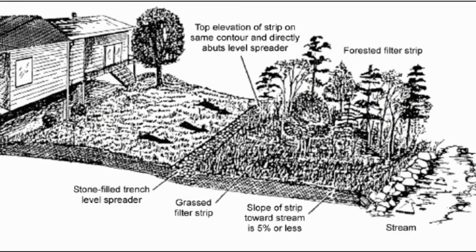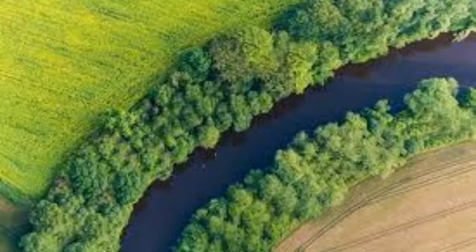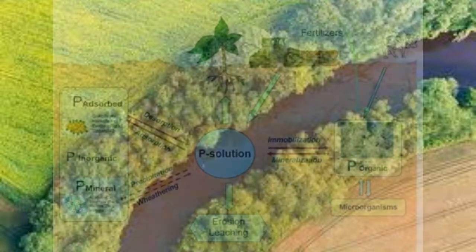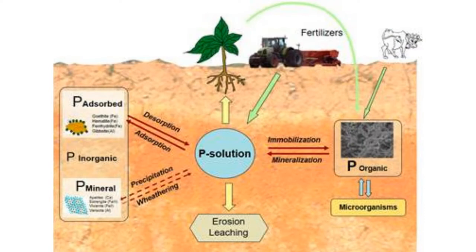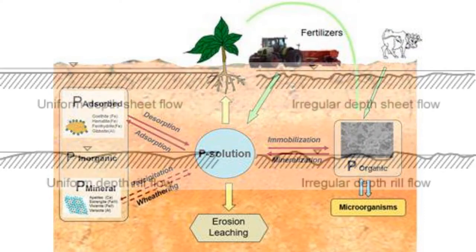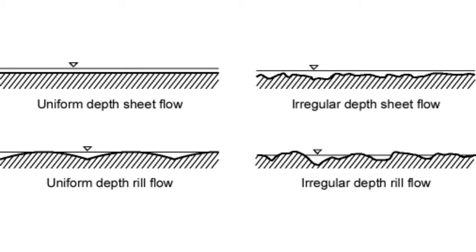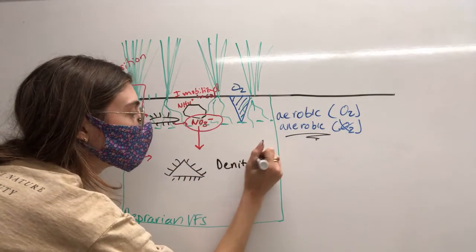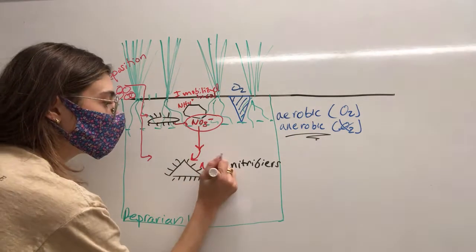You also want to slow down the surface runoff as much as possible. This means you want to use the smallest slope possible in your strip. And you want to have a very dense root system at the base of the vegetation to slow the water as it flows through. This also allows for more nutrient uptake. You need to make sure that the surface runoff is encountering the vegetative filter strip as a sheet flow. And if you're interested in nitrogen removal, you must have a wet zone.